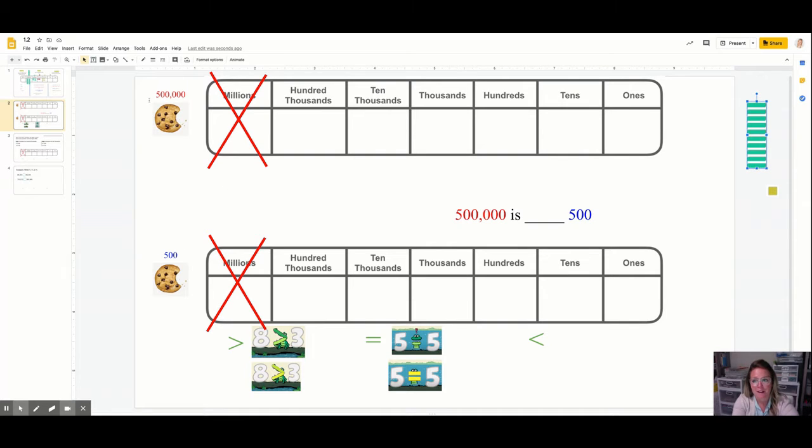I can take my 500,000 and identify each place value. So let's take a look here. So we have ones, tens, hundreds, thousands, 10,000s, 100,000s. I have 5 in the 100,000s, which means I need to put 5 of my symbols here. I'm going to do that now.